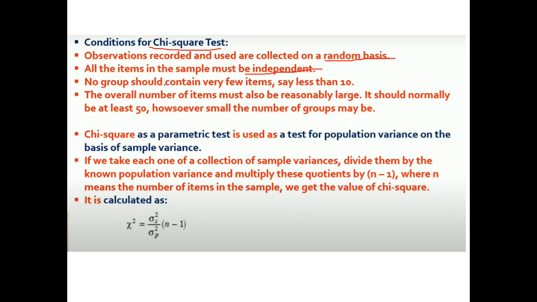Okay, there is one more condition in each of the groups. They are saying we should have fewer than 10 values, or very few items should be available. If in a group we have a large number of items, it should be at least 50.